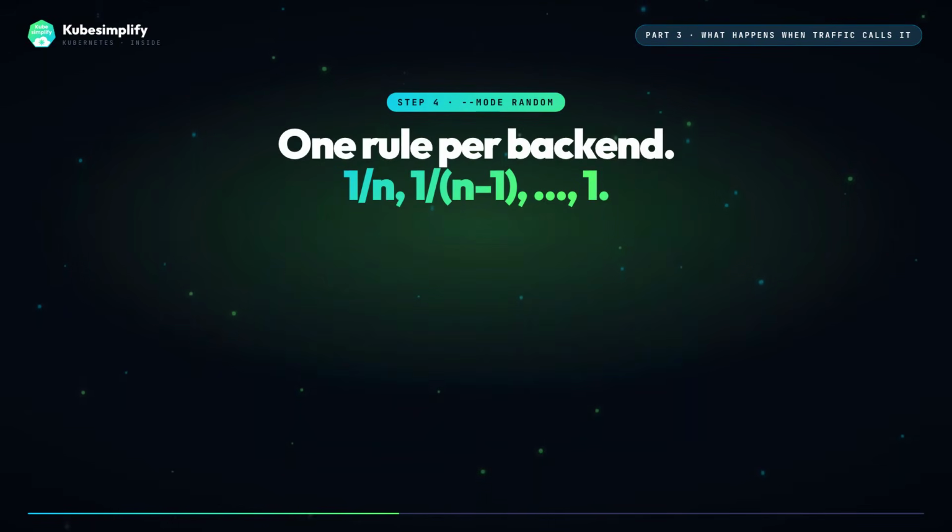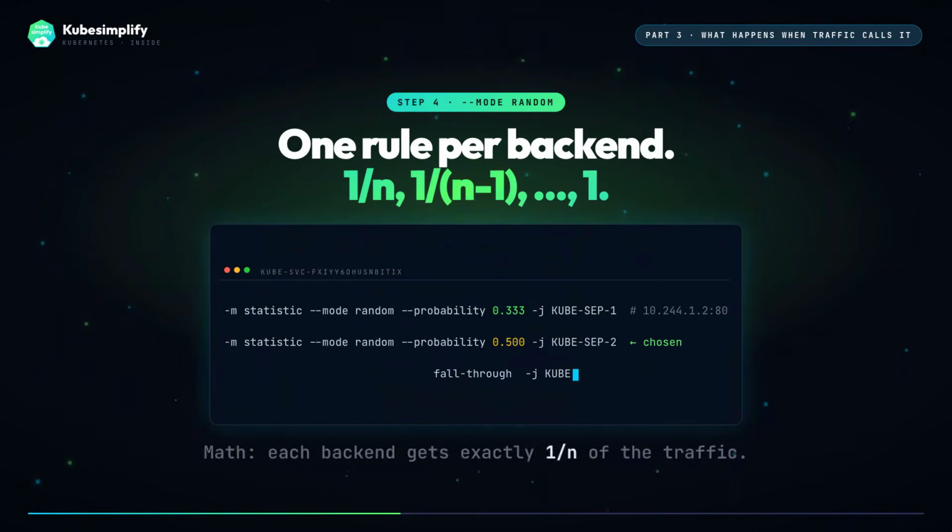Step 4, the KUBE-SVC chain has one rule per backend pod, but with a twist. Each rule has -m statistic, mode random, probability 1 over n. With 3 backends, the first rule fires with probability 1 over 3, the second fires with 1 over 2 of what is left, the third is the final fall through. With 4 backends, the probabilities become 1 over 4, 1 over 3, 1 over 2, fall through. The math always works out. Each backend ends up with exactly 1 over n of the traffic, equal share no matter how many backends.